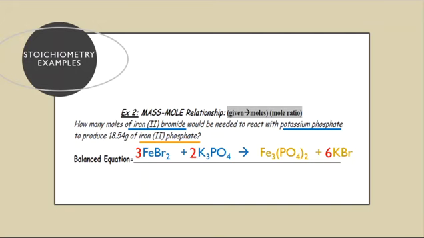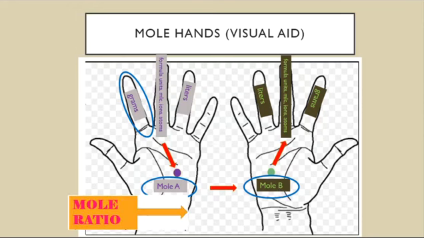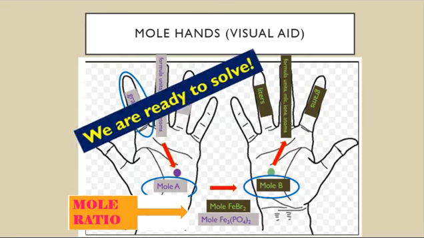Okay, let's review our pathway for this problem. So we're going to start with grams, go to moles of A, moles of B, and stop there. And then remember, your mole ratio for this problem will be moles of what we're trying to obtain at the top. So in this case, that's moles of iron 2 bromide. And then at the bottom, we should have moles of what we are given. So that would be iron 2 phosphate. Okay, now that we've achieved that, we're ready to solve.